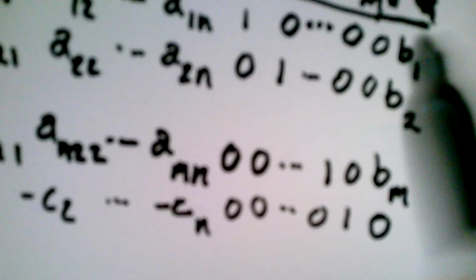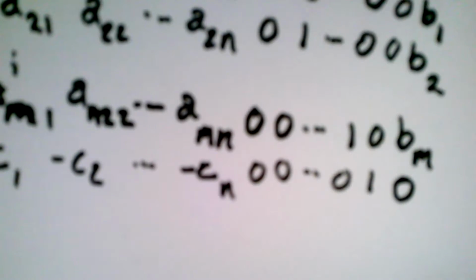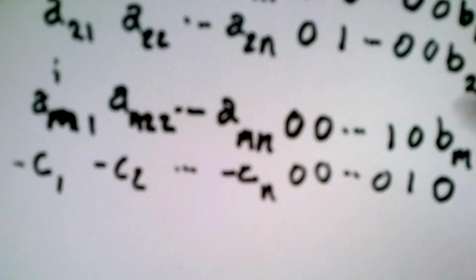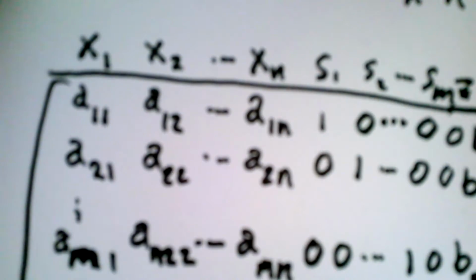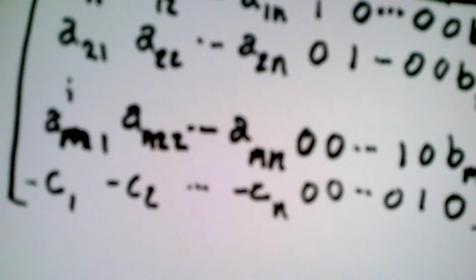But if we had a constant, we'd put it here, and it would be positive. Okay, so we have this, and now we have this matrix, and we have to do our simplex procedure on it.